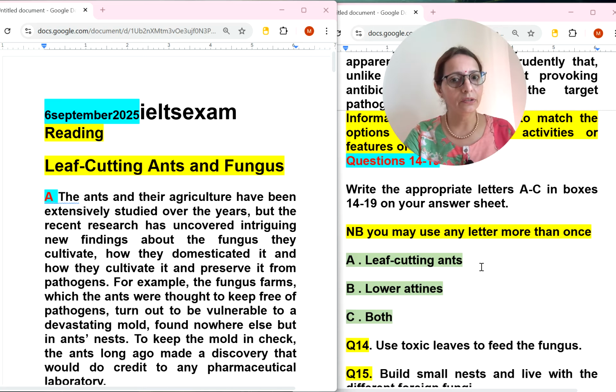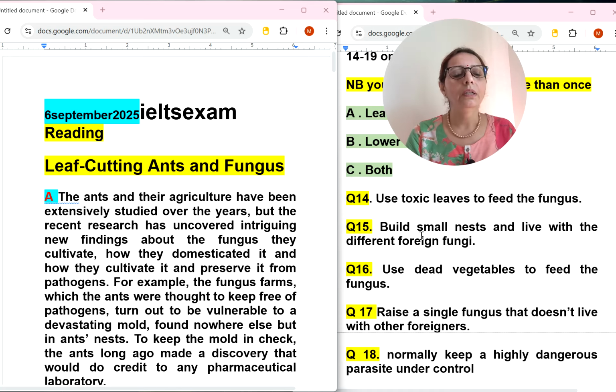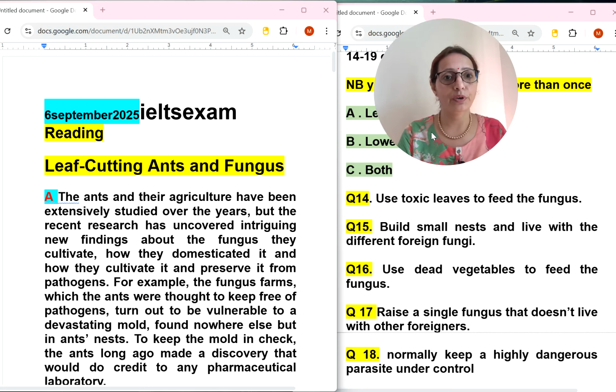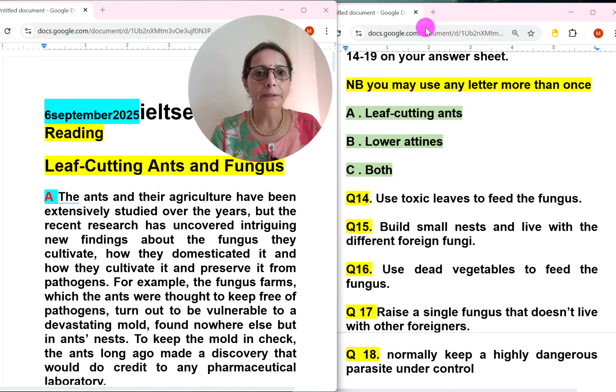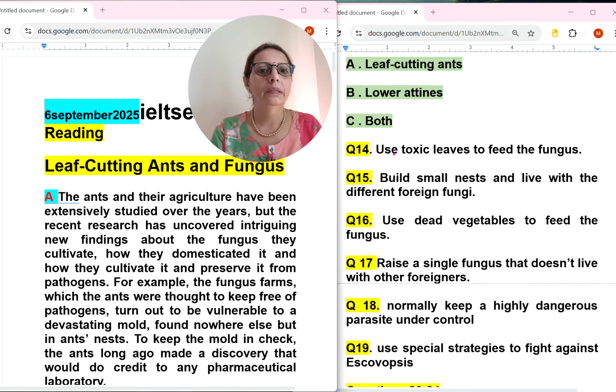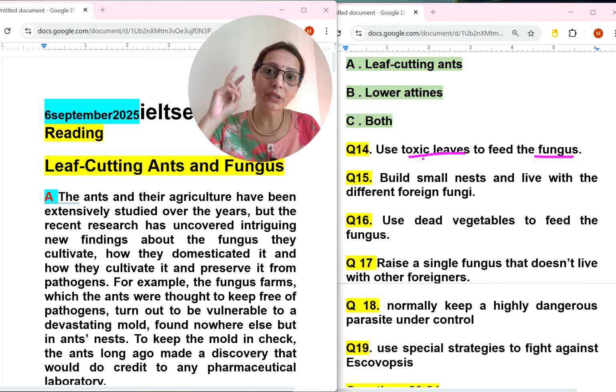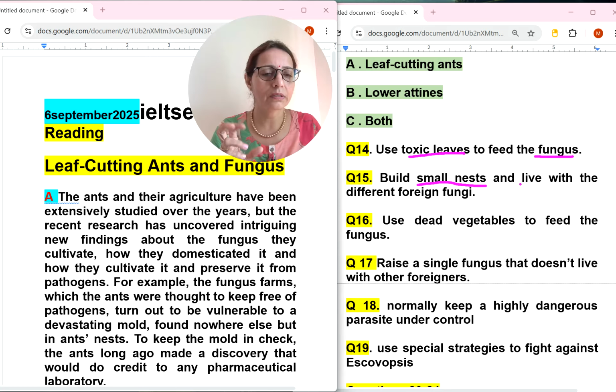Okay, so let's read the instructions that we have already read. A, B, C, three types of things they have given. We have to match with these six statements. So before going to the paragraph, I will definitely read all the options first. Okay, let's read it. Options first. Use toxic leaves to feed the fungus. Okay, toxic leaves. Leaves are important and those are toxic, meaning poisonous kind of leaves, to feed the fungus. Build small nest. So small nest is my keyword, and live with different foreign fungi.